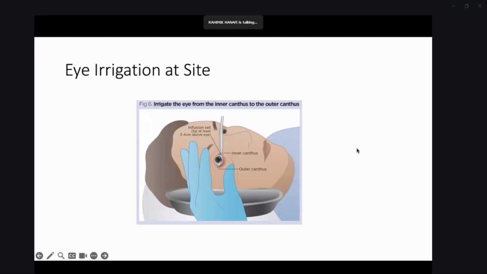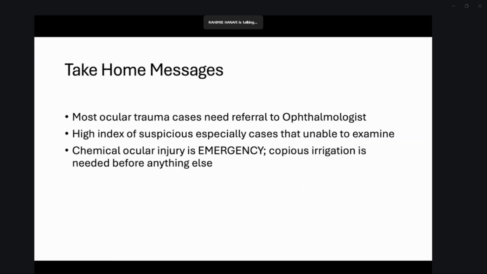Just put the saline as usual and use the infusion set. If only one eye is involved, ask the patient to turn to the temporal side and irrigate from the inner canthus to the outer canthus. But let's say both eyes are involved. Then use two irrigations at the same time, not one by one. So we need to have two saline bottles running at the same time to irrigate the eyes.